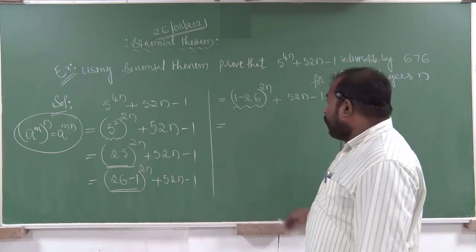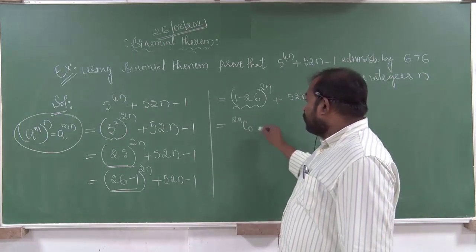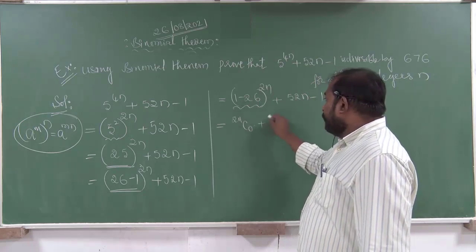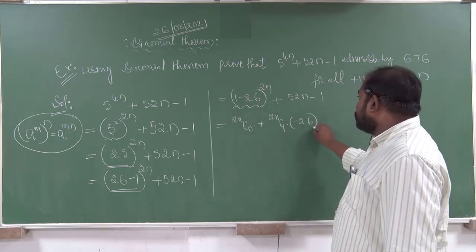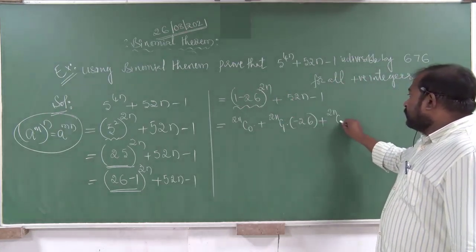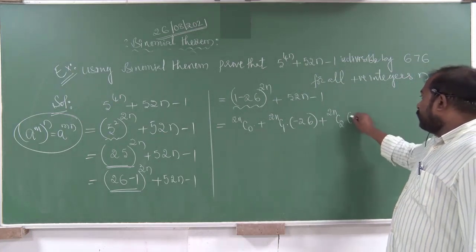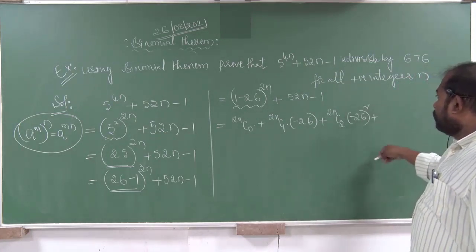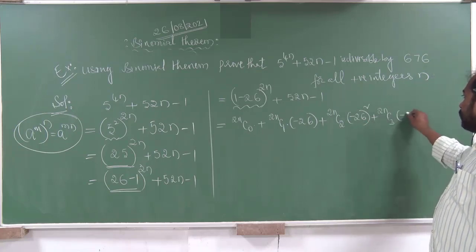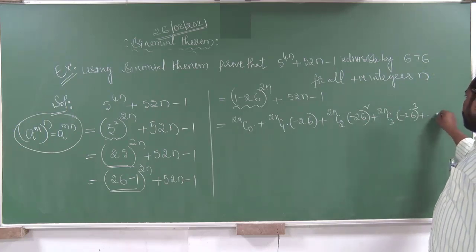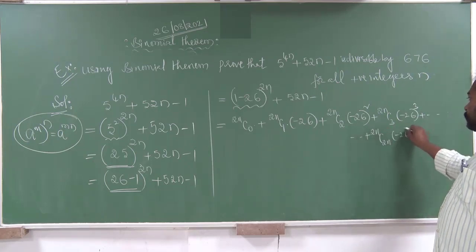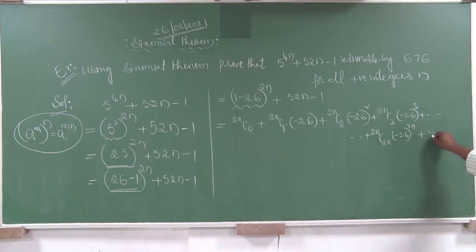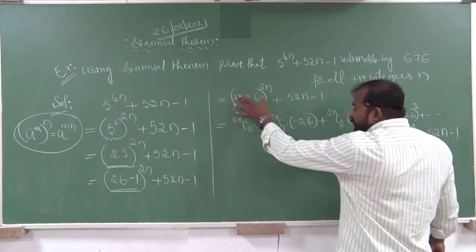If I expand by the binomial theorem, what first value do I get? 2n c0 into 1 power 2n, which means 1 only. Plus 2n c1 into 1 power 2n minus 1 into minus 26. Plus 2n c2 into 1 power some value, leave it, into minus 26 whole square. Plus 2n c3 minus 26 whole cube. Plus the last value, 2n c2n minus 26 whole power 2n. Plus 52n minus 1. Got it? With the help of the binomial theorem, I expanded this total value.